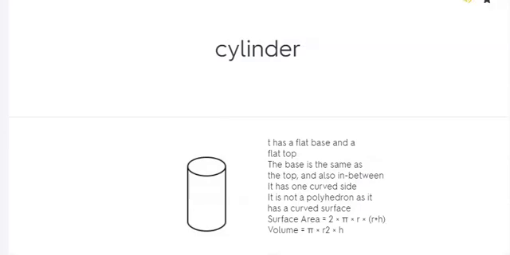Cylinder. It has a flat base and a flat top. The base is the same as the top, and in between it has one curved side. It is not a polyhedron as it has a curved surface. Surface area equals 2πr(r+h). Volume equals πr²h.